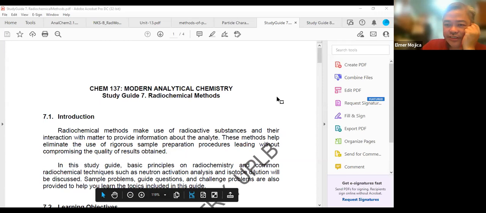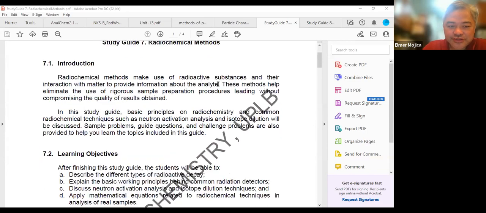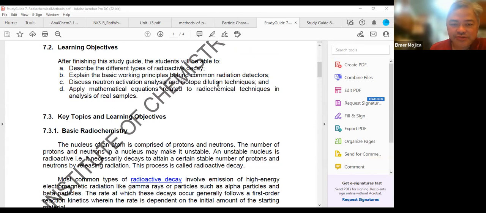Look at the article or the study guide. Open the study guide. If you look at the study guide that is posted there, you have here radiochemical methods, and this is just a review of what we call nuclear chemistry from your Gen Chem.